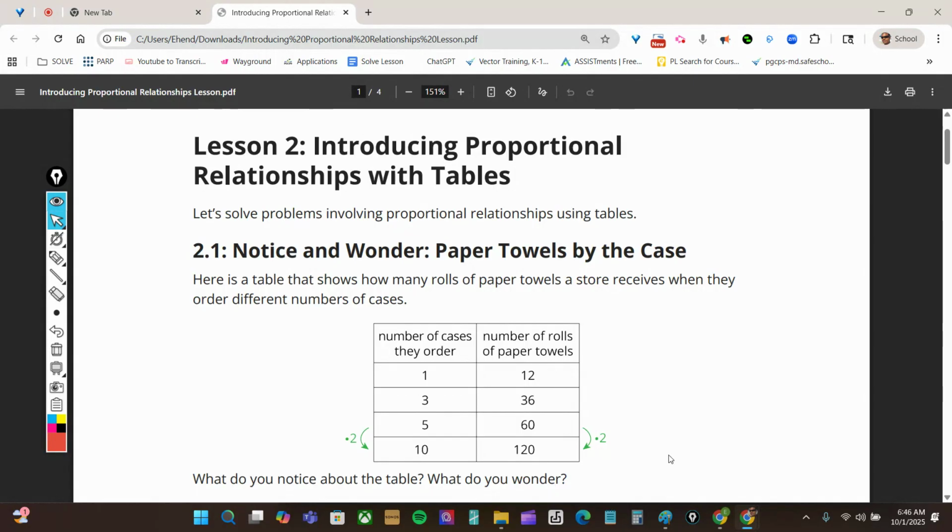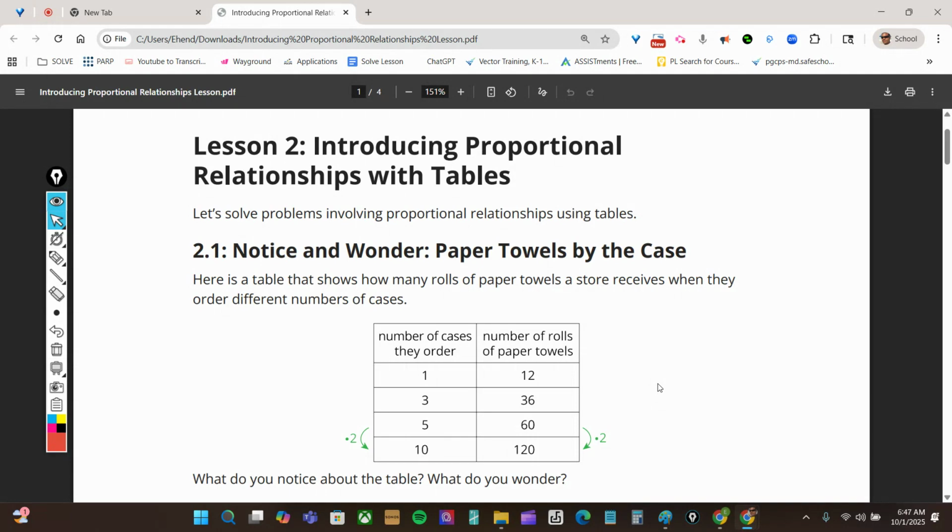Today's lesson: introducing proportional relationships with tables. You're graduating from simple multiplication to the next stage of development, which is proportional language, okay? It says here, notice and wonder, paper towels by the case.